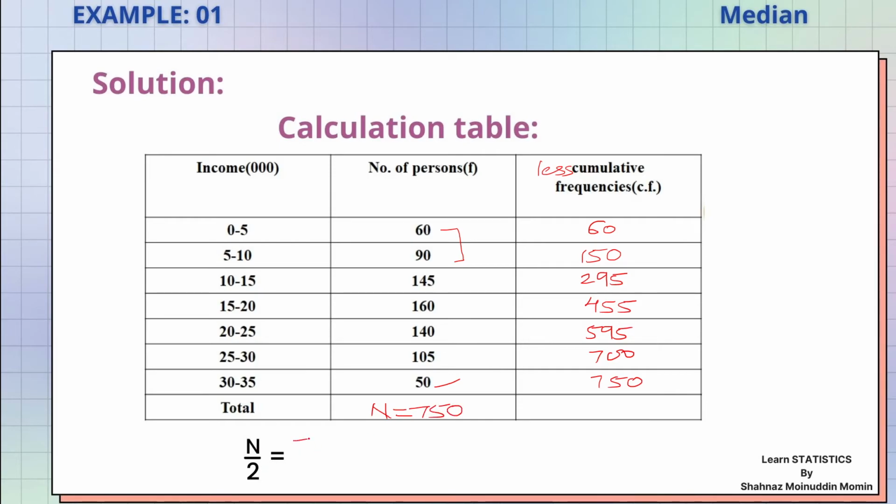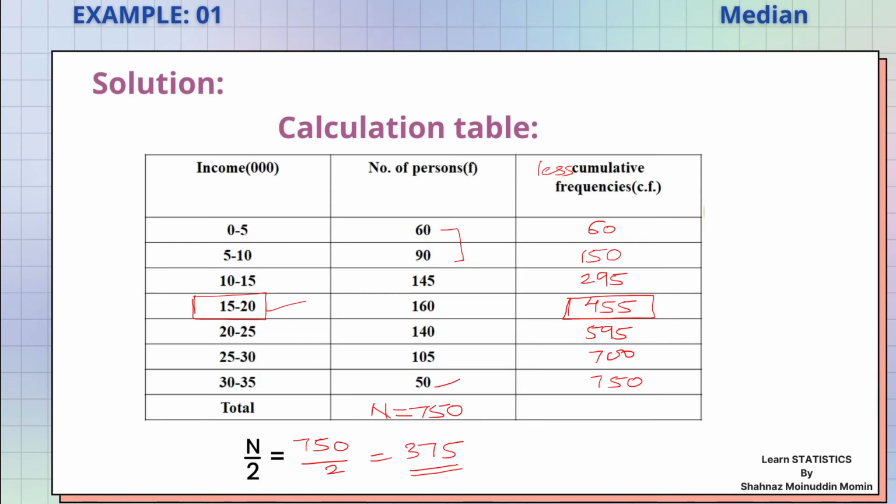Calculate n upon 2. 750 divided by 2. It comes out to be 375. Search a less than cumulative frequency just greater than 375. Look at the column of less than cumulative frequency. 455 is a cumulative frequency which is just greater than 375. Take the corresponding class 15 to 20. This class is known as median class. 15 to 20 is a median class.